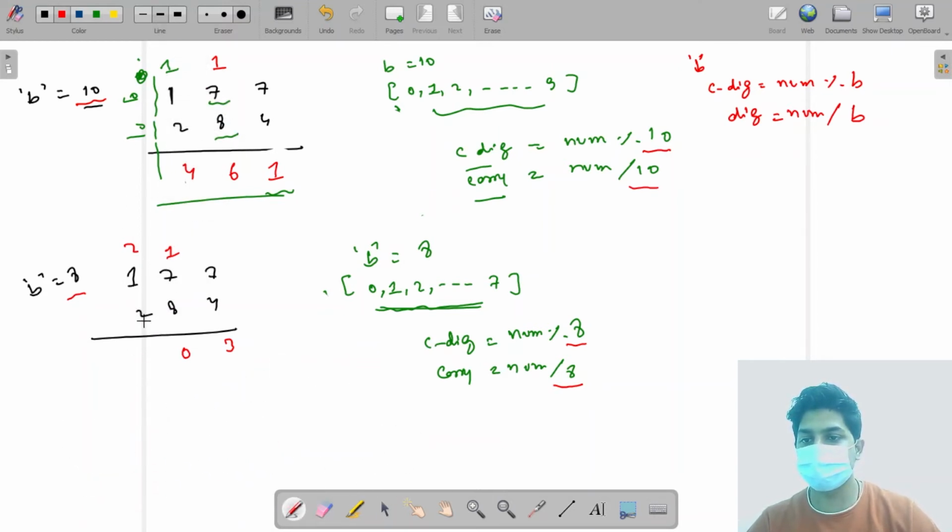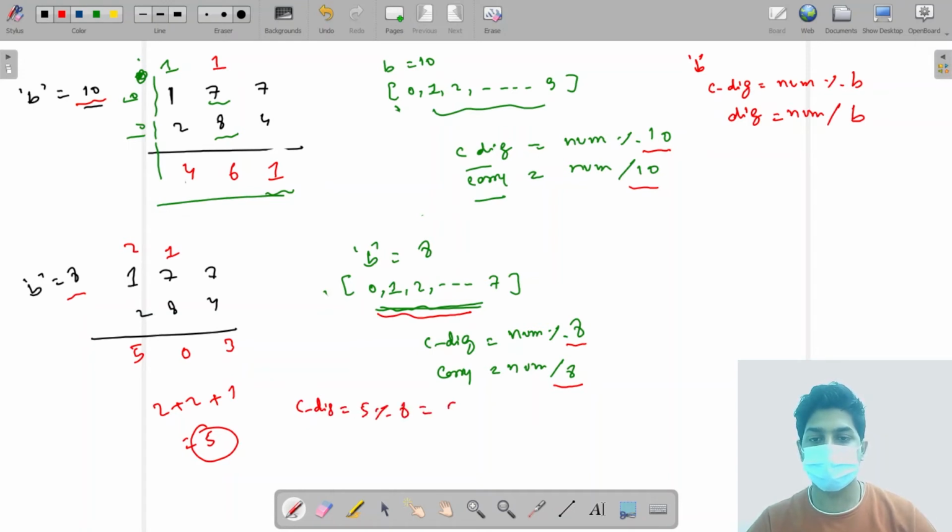Now when we add these two numbers, we get 2 plus 2 plus 1, that is 4 plus 1 equals 5. 5 is lying in this range, so the answer is simply 5. Even if you calculate by formula, we get the same result. The current digit will be 5 modulo 8, that is 5, and the carry will be 5 divided by 8, that is 0. So in this way we are able to add these two numbers.